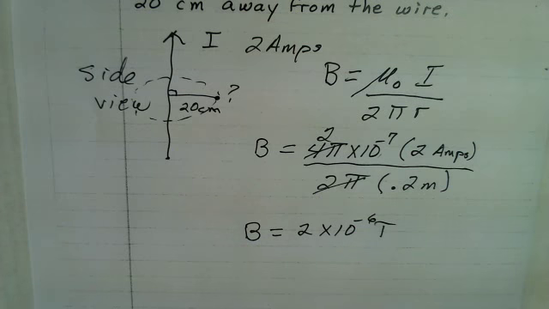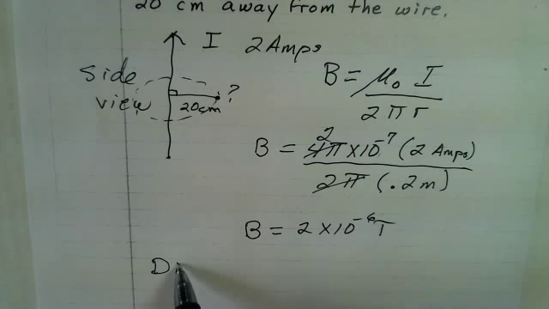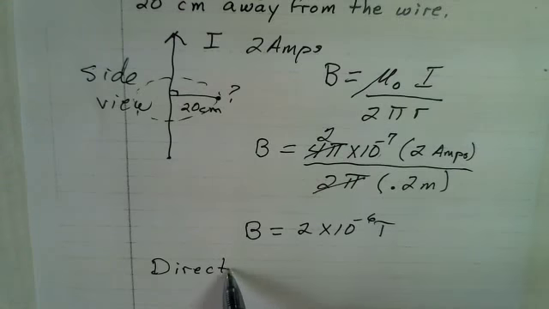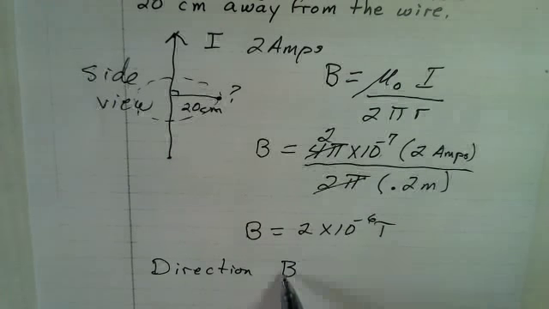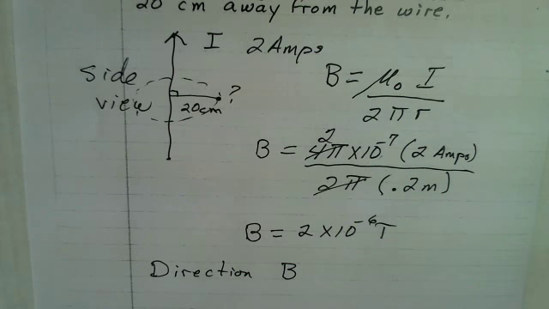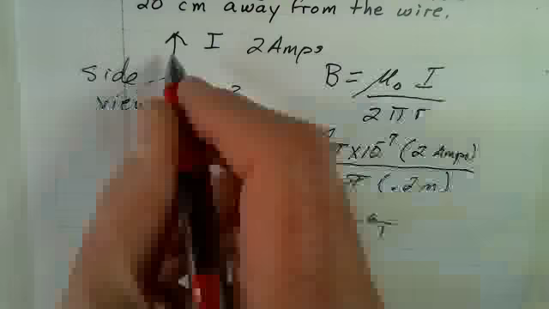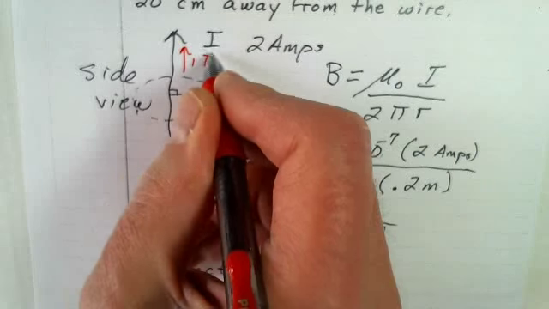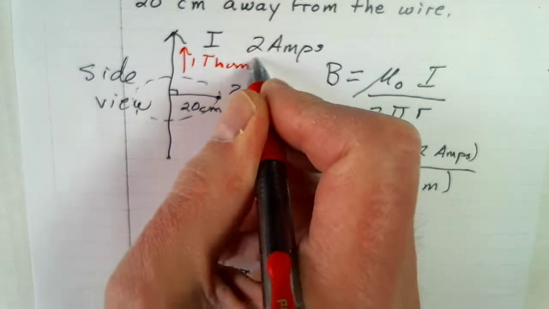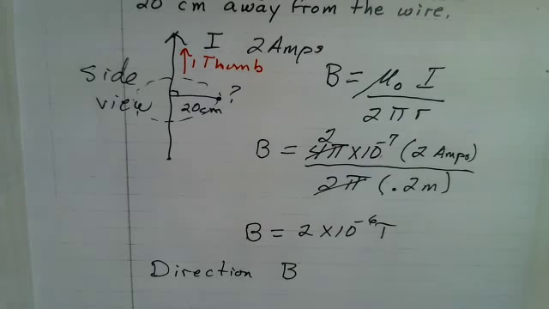Now, it's sort of an auxiliary question. What's the direction at the point of interest? What's the direction of the magnetic field? In this case, we use a right-hand rule for wires. In step 1, I put my thumb in the direction of the current.